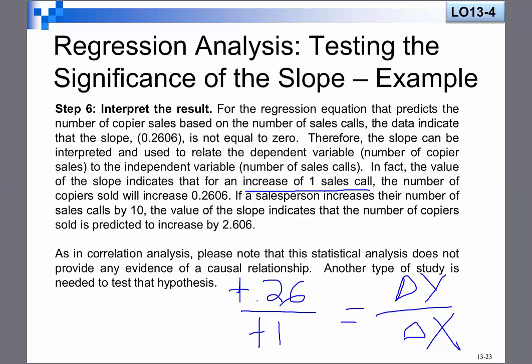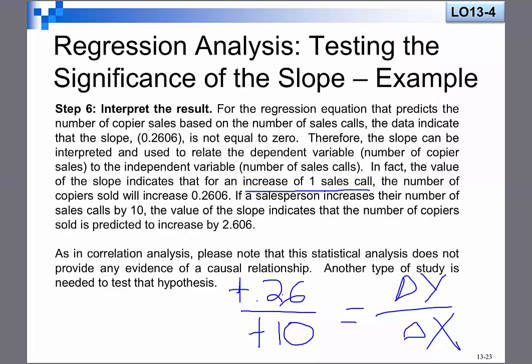If a salesperson increases their number of sales calls by 10, the value of the slope indicates that the number of copiers sold is predicted to increase by 2.6. And all that means is I'm increasing the sales calls by 10. So instead of 1, I have 1 times 10. So I go to 10, moving the decimal place over 1, basically. And then we move the decimal place over 1 with 0.26. That's going to give us a 2.6.